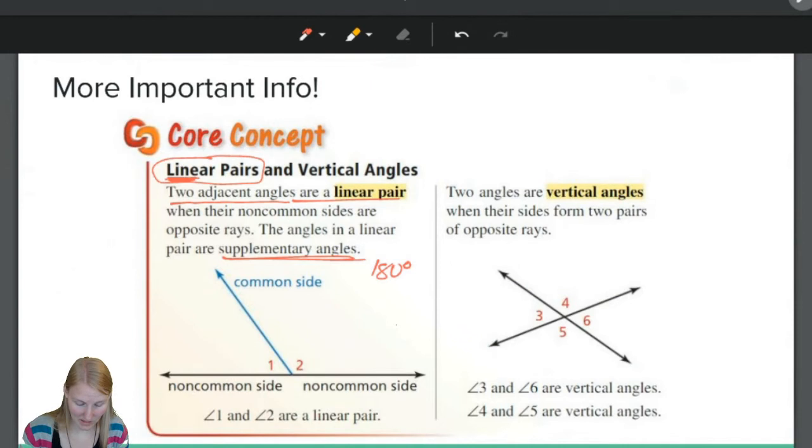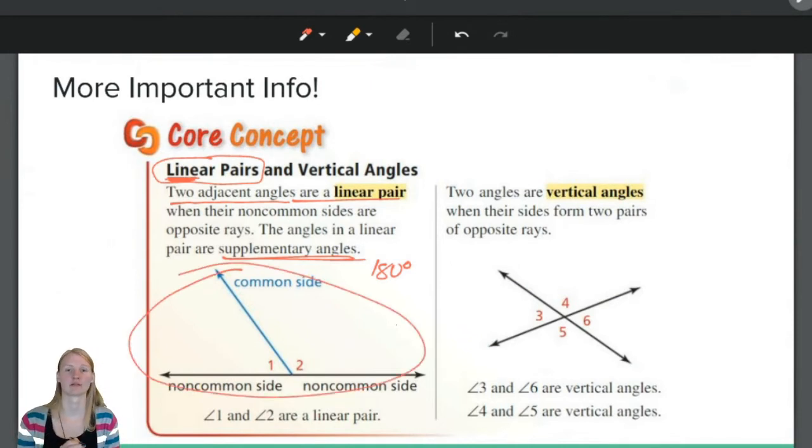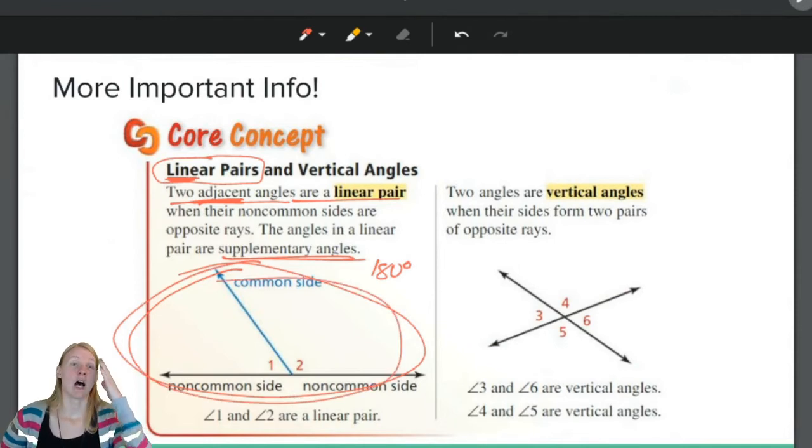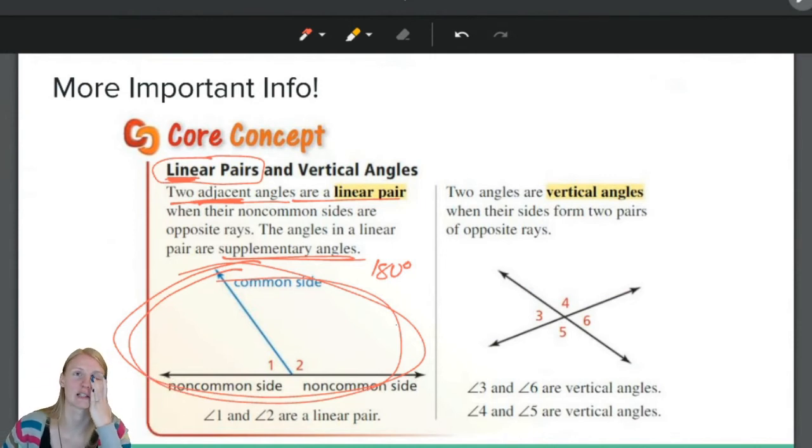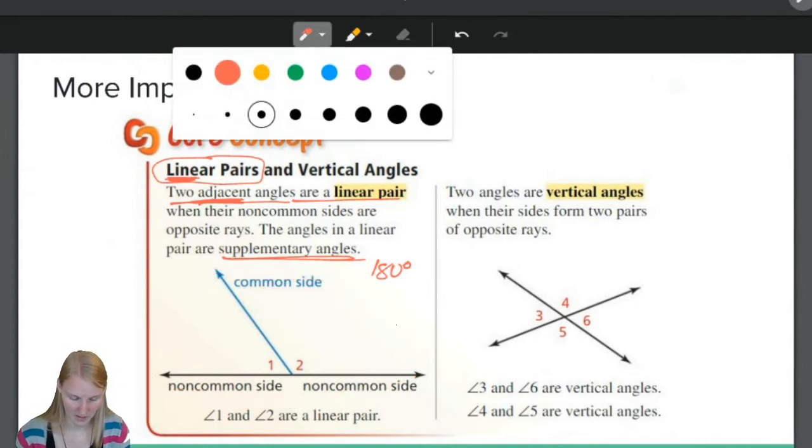So, anything that looks like this is a linear pair. They must be adjacent to be a linear pair. All linear pairs are supplementary. Not all supplementary angles are linear pairs, because they might not be adjacent. Okay, but this is what a linear pair looks like. Again, we are going to talk about linear pairs for the rest of the year. Like chapter 3, chapter 2, chapter 9, all the chapters. So please, please, please, please, remember what a linear pair is. Okay, new color.